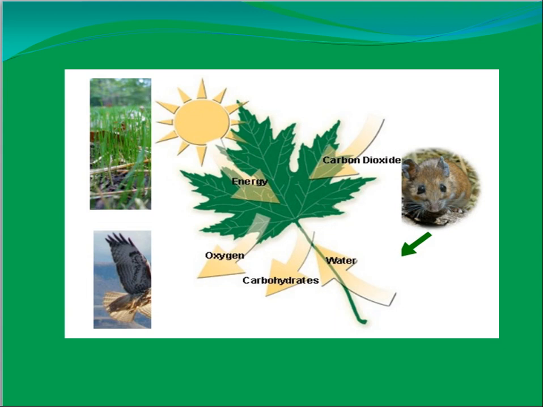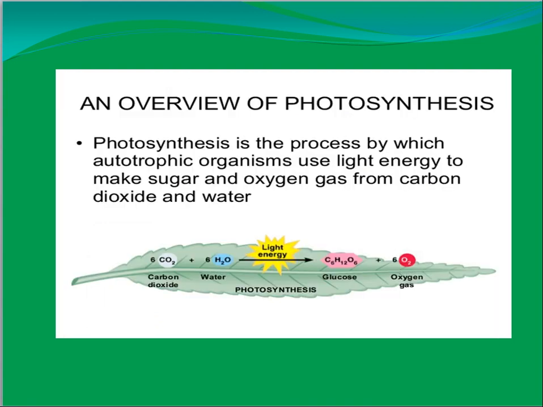In this picture, we can see that the carbon dioxide is passed from the leaves, and the energy from the sunlight is given and mixed in the chemical energy. There are some substances like water, carbohydrates, and oxygen. An overview of photosynthesis is the process by which autotrophic organisms use light energy to make sugar and oxygen gas from carbon dioxide and the water.